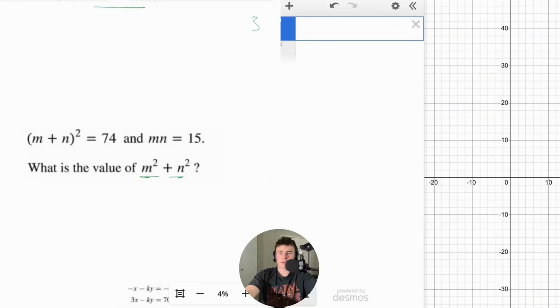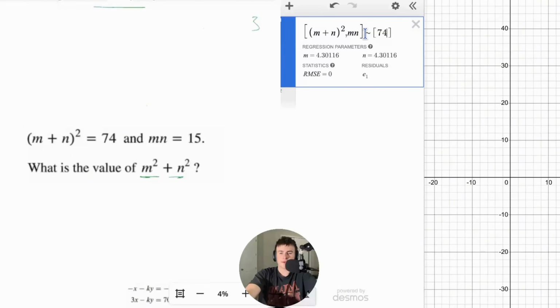So here's how we're going to set it up. We want to type them both into brackets. Left side, you're going to put the left sides. So we're going to put m plus n squared. And then I'm going to put mn as well. And make sure you put the corresponding numbers because 74 corresponds to m plus n squared. So therefore, I need to put 74 in the first part on the second list. And then I want to put 15 after using a comma. Once again, you separate each term with a comma.